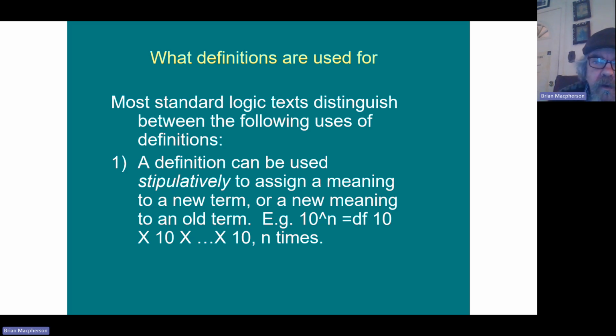A TV, or sorry, a wristovision is a TV worn on the wrist, right, as a watch. Okay, those are stipulative definitions. I'm assigning a meaning to a new term. Okay. Or I could be taking an old term and giving it a new meaning. For example, until the advent of the internet, the word net just meant, I don't know, a fishing net, a butterfly net. Now, a net can also mean a website or something like that. So that's a stipulative definition.